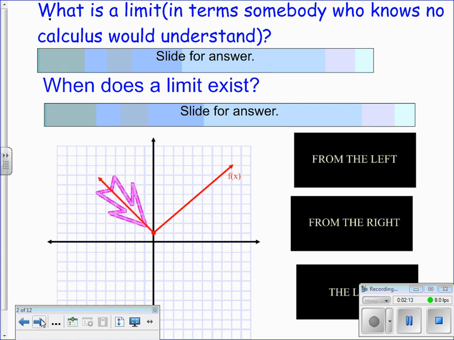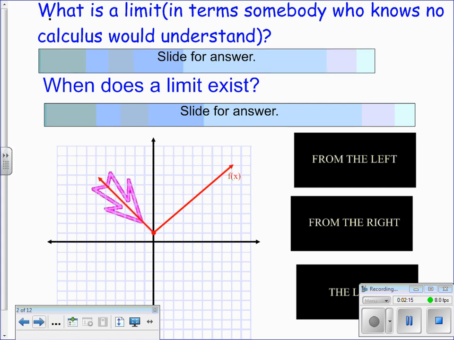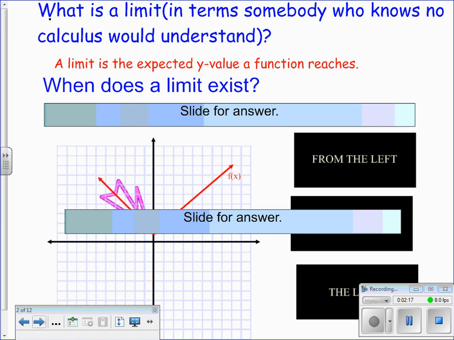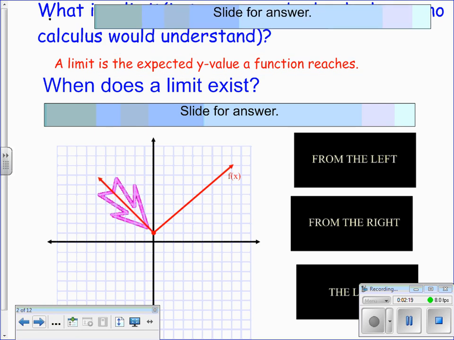So, what is a limit in terms somebody who knows calculus would understand? A limit is the expected y value a function reaches. So as my x coordinate approaches a particular value, what does the y value approach? As x heads towards a particular number, what is the y value corresponding with that?